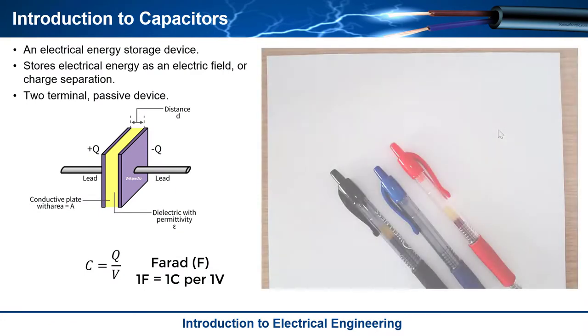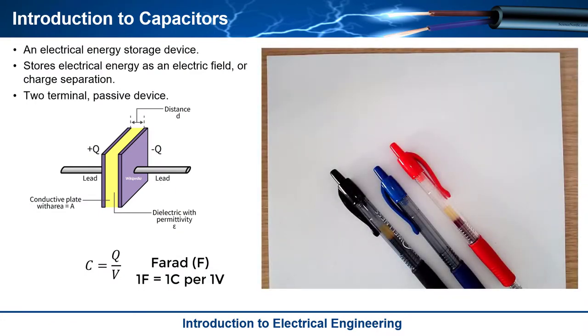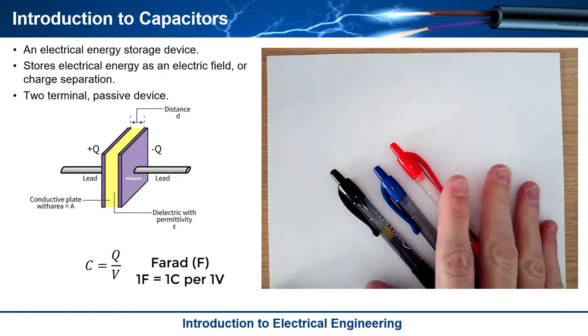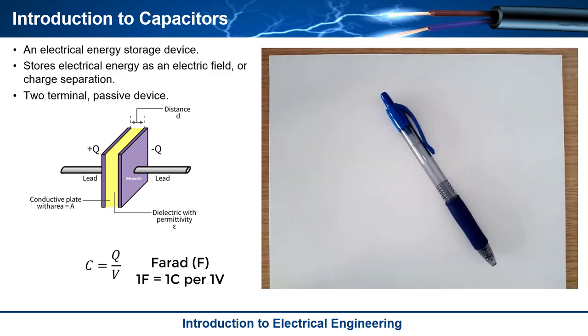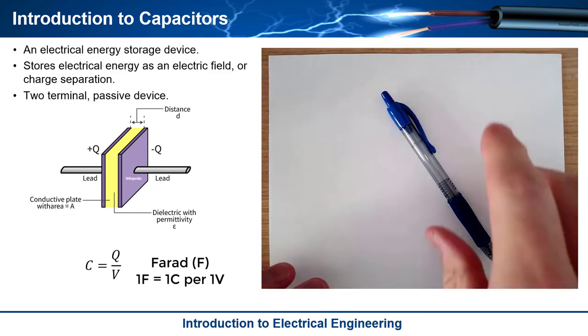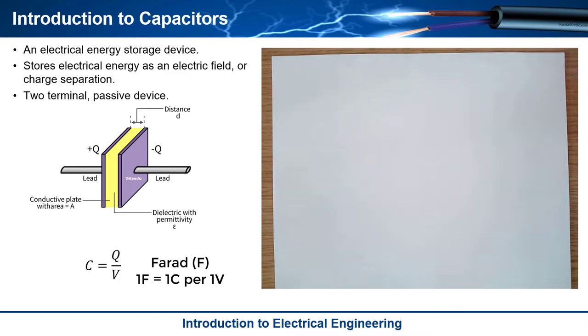A capacitor is an electronic component, and it actually is an electrical energy storage device. It stores electrical energy as an electric field, or in the form of charge separation. This is a passive device, and it's got two terminals on it. Before we get into the symbol of it and the equations for it, let's just take a look at what a capacitor is, or how it actually does this storage.